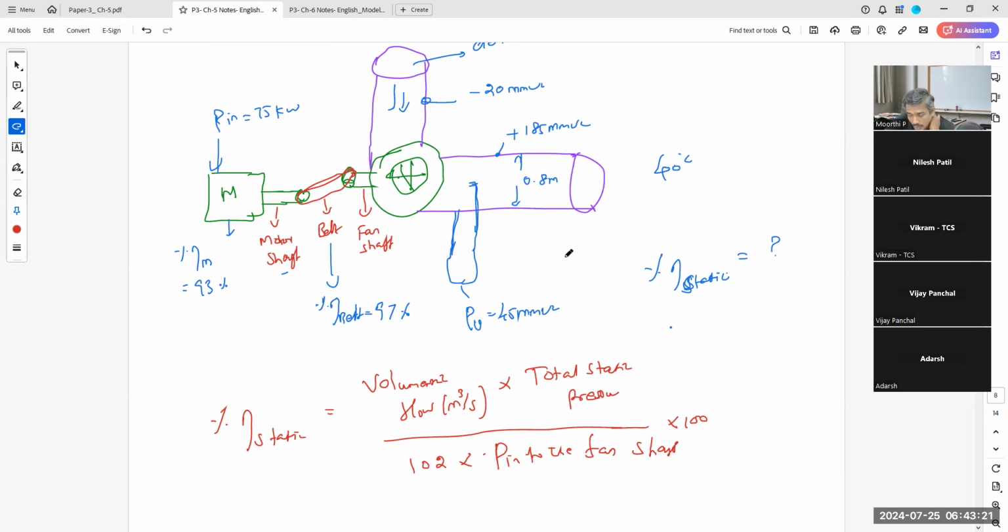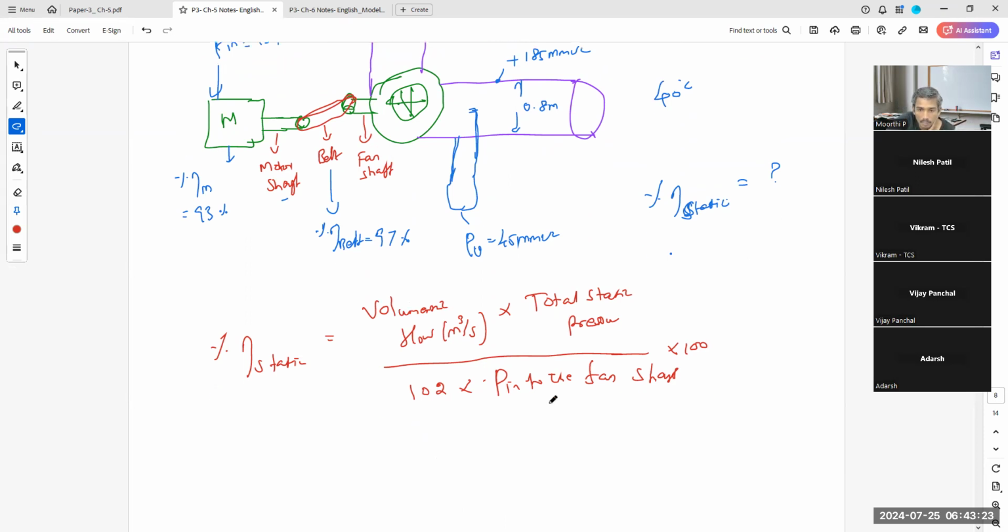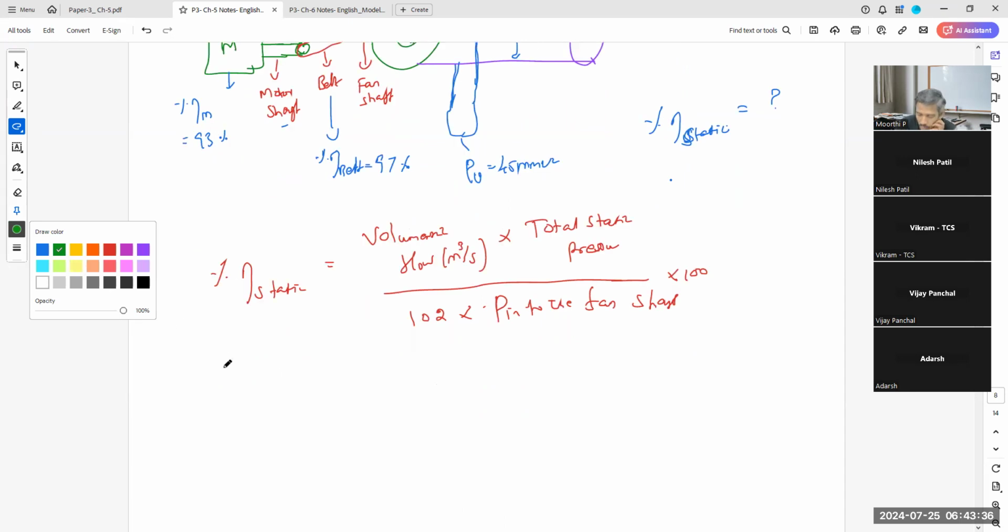What are the values available? Tell me clearly. Power input to shaft, how to calculate? First, the easy one: we take 75 into 93% into 100. Then the total static pressure.